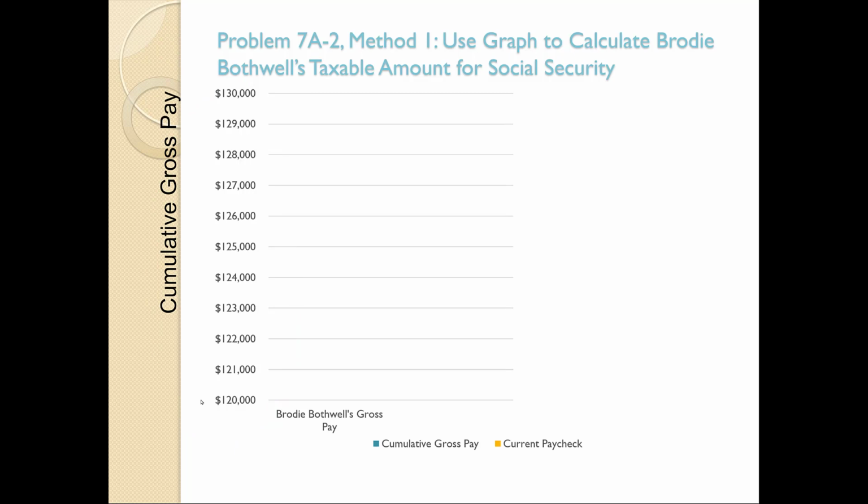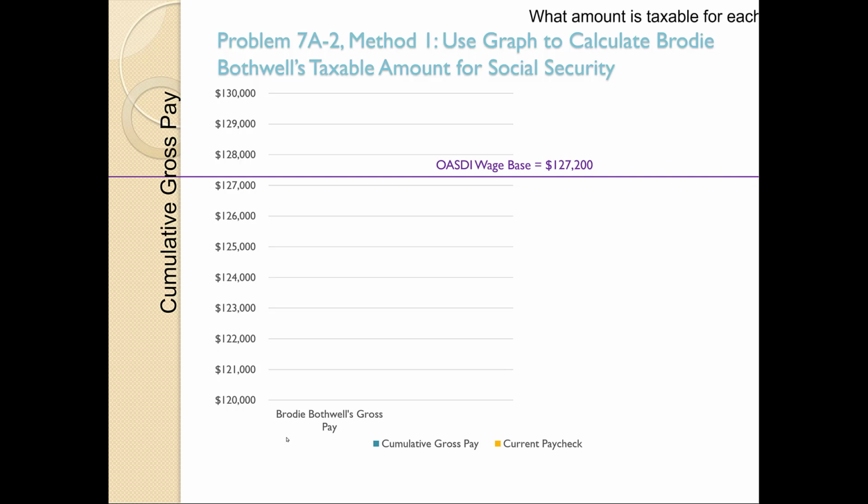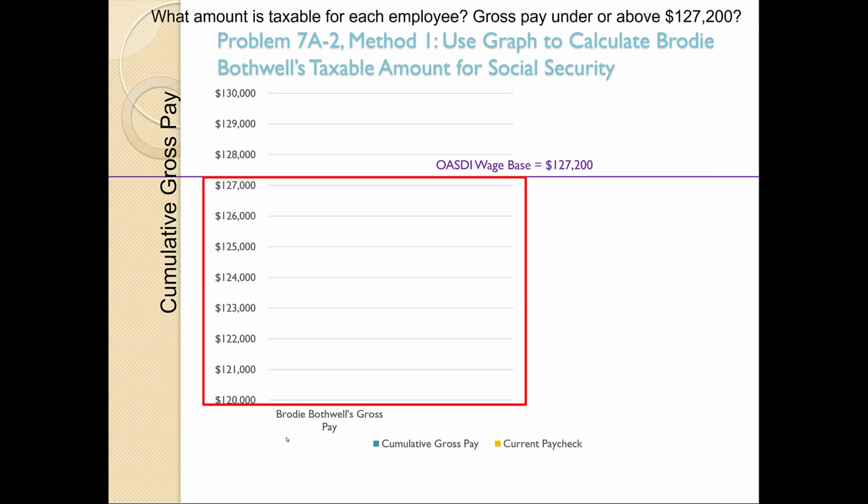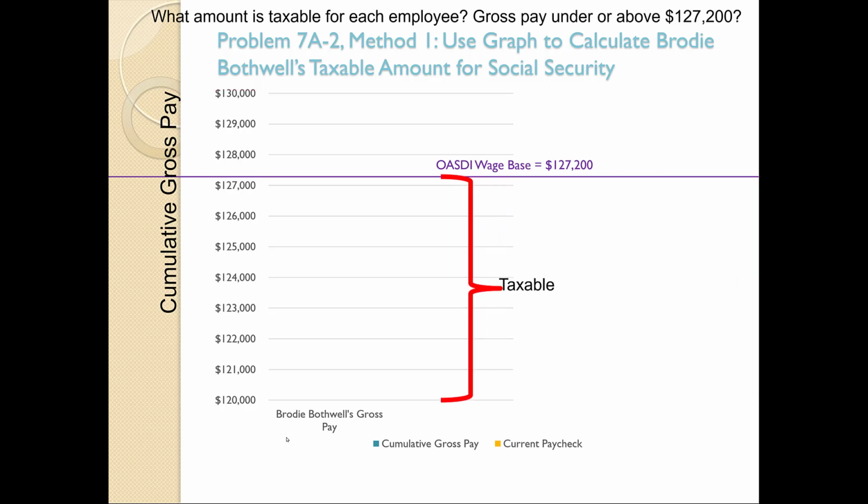So the first thing we need to know is, what is the wage base for OASDI? It's $127,200. So then the next question is, what amount is taxable for each employee? Is it the gross pay under or above $127,200? Remember, the taxable part is the part under $127,200. So the next thing we need to know is, how much has Brody been paid prior to this paycheck? Well, that amount is $125,950. So this $125,950 has already been taxed for OASDI.